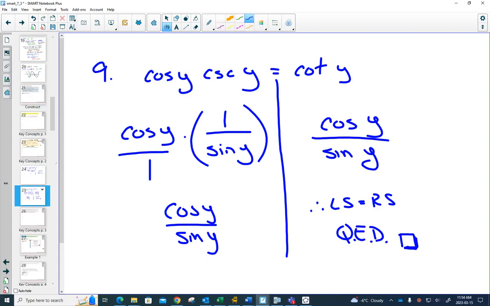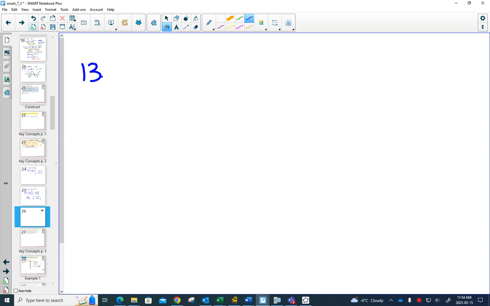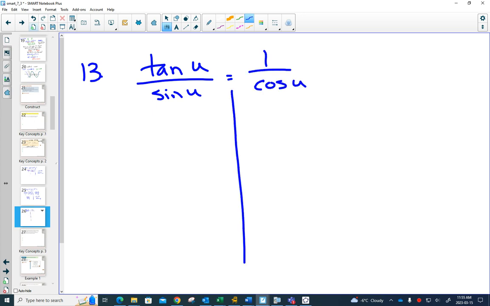We'll do one more together. Let's do number 13. So again, even though there are lots of things that you can change, as a first step, I would decide I'm only going to change things to make them sine or cos. If I have a sine or cos, I'm going to keep them the same. So if I think that way, the only thing that's different than sine or cos is tangent, and I can change tangent to sine over cos.